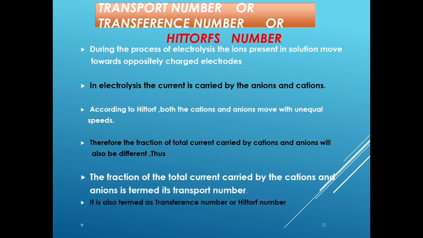Transport number is represented by small t or T positive. T positive means transport number of cations, in the same way T negative means transport number of anions. Transport number or transference number. So let's see how we define this transport number.